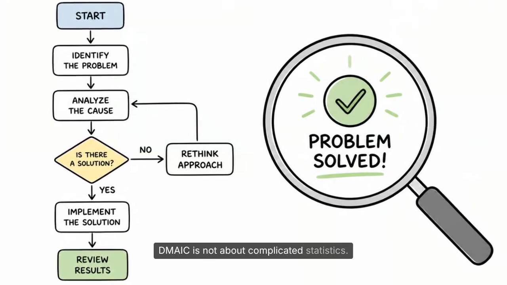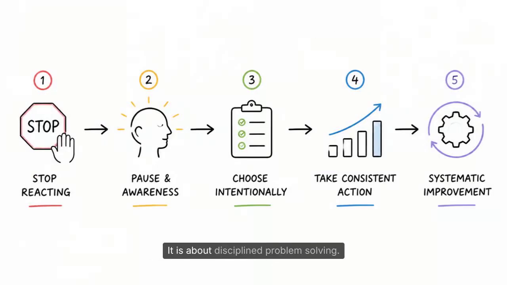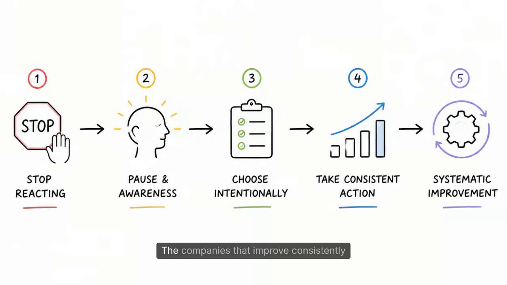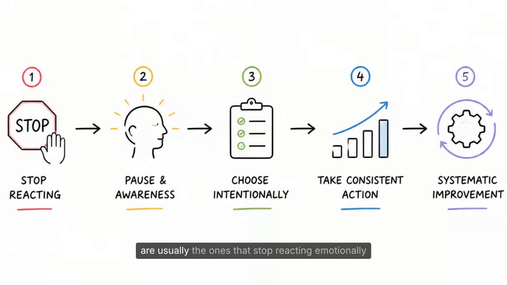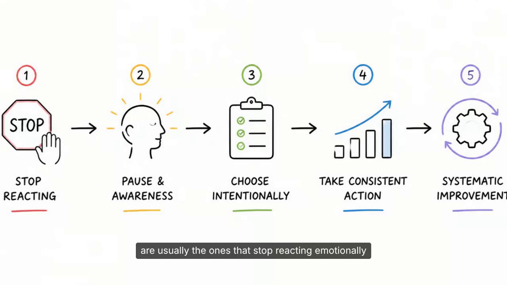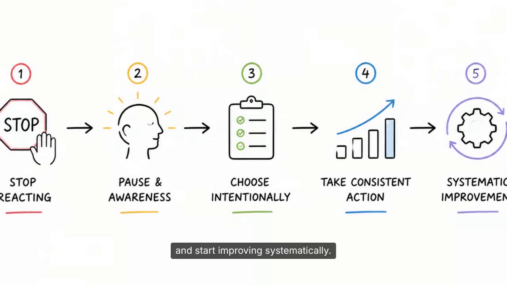DMAIC is not about complicated statistics. It is about disciplined problem solving. The companies that improve consistently are usually the ones that stop reacting emotionally and start improving systematically.